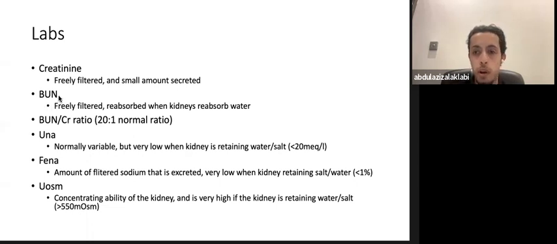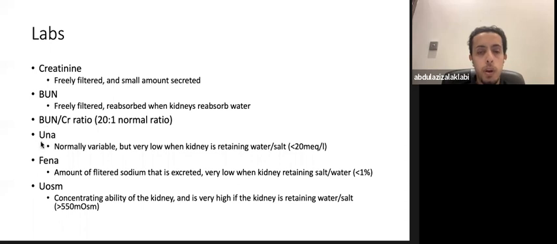Second, we have what we call BUN, the blood urea nitrogen. It's freely filtered as well, and is actually reabsorbed when the kidneys are reabsorbing water. So when the kidneys are retaining water, it will absorb BUN with it, okay? So this is important later on. We'll explain this again. The normal ratio is 20 to 1 or 15 to 1. Resources may vary regarding this. However, this is around the normal ratio.